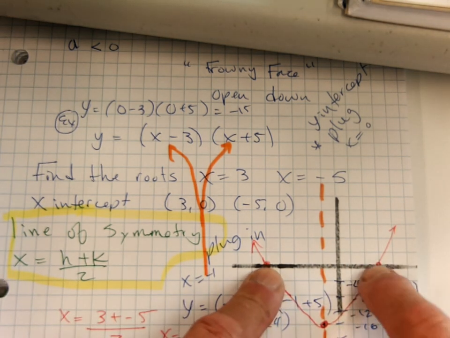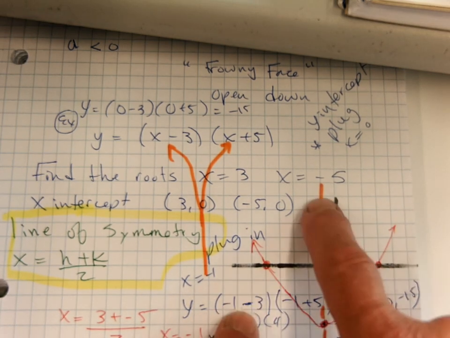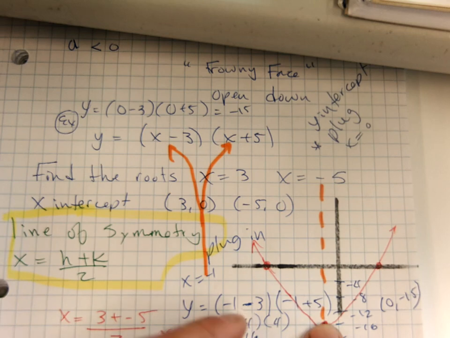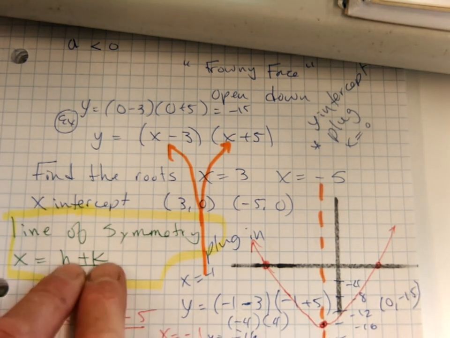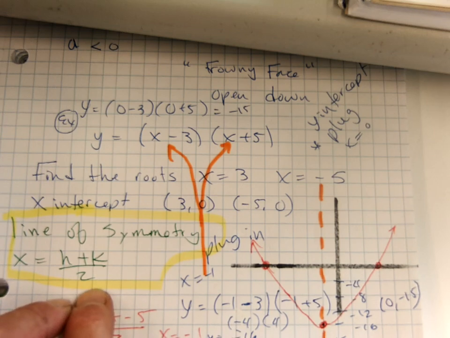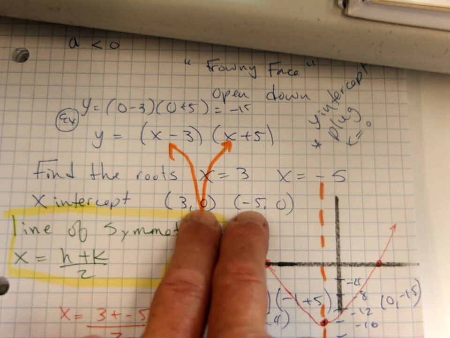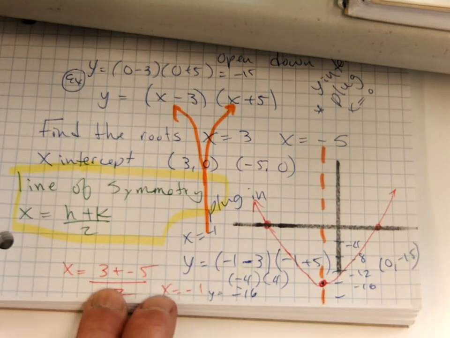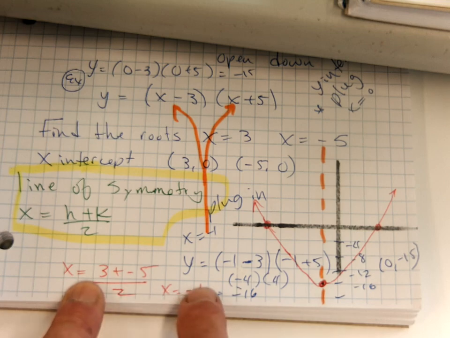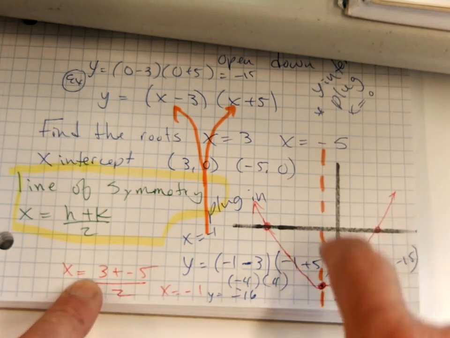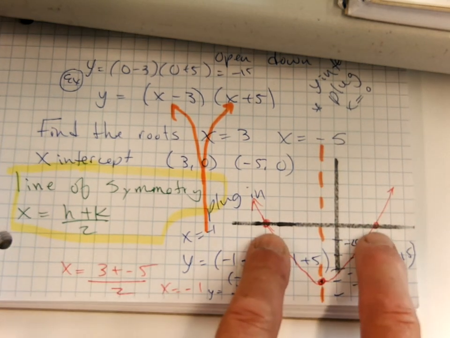Now I know the line of symmetry is in the middle. So I could visualize where the middle is, and it's right there at negative 1. Or if I'm not sure how to do it, then to find the line of symmetry, I just add the roots and divide by 2. It's an average. So I went negative 5 plus 3 divided by 2. I get negative 2 over 2, I get a negative 1. So I know that the line of symmetry is at x equals negative 1, right in the middle. That makes sense.